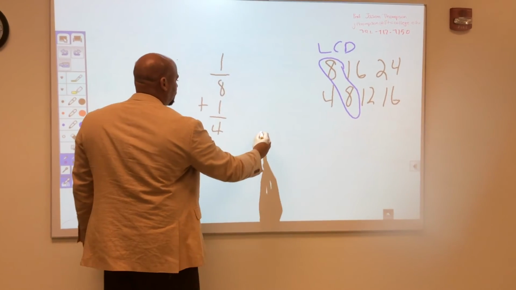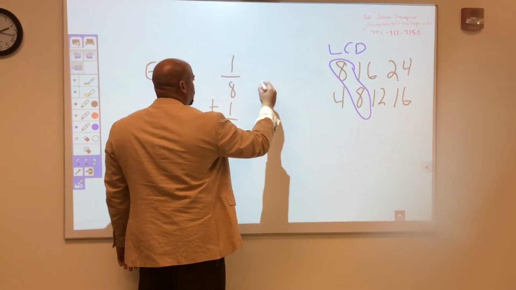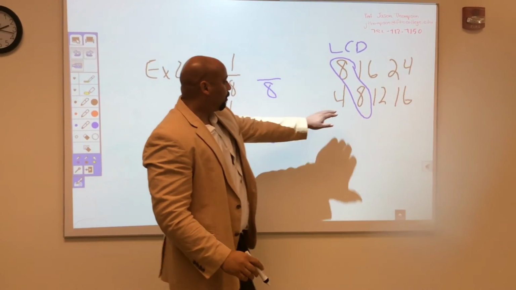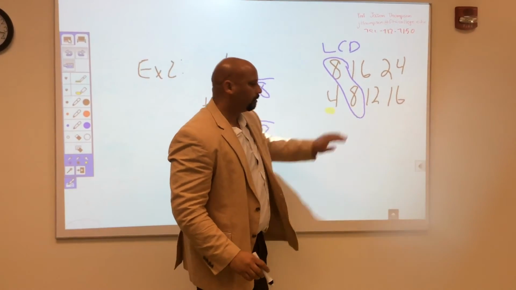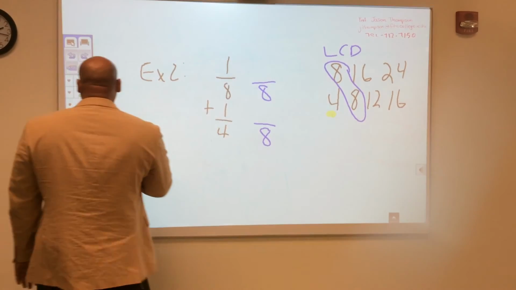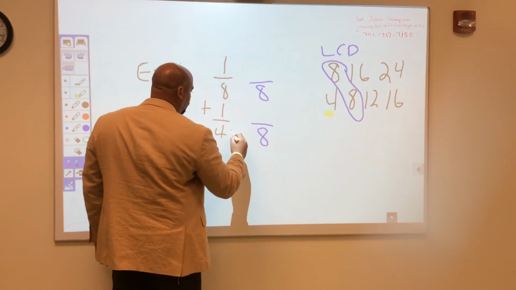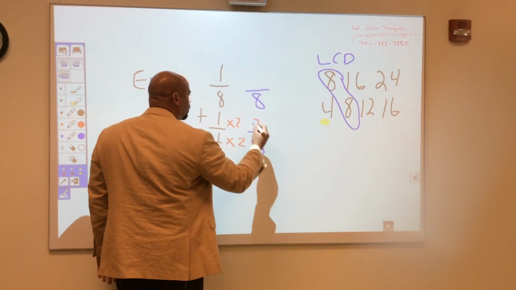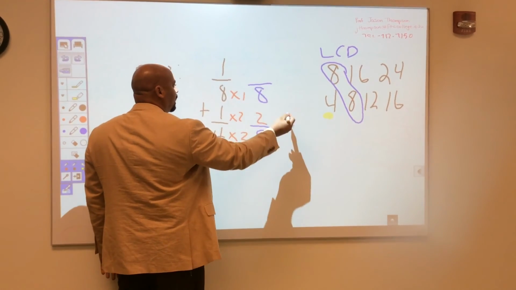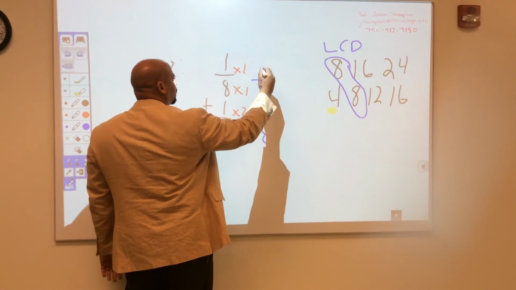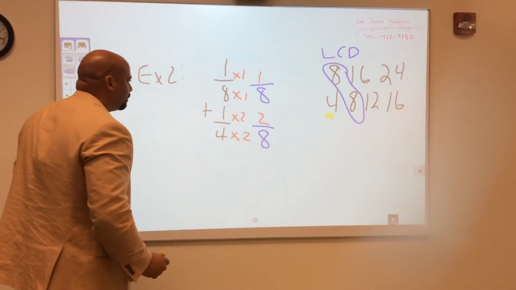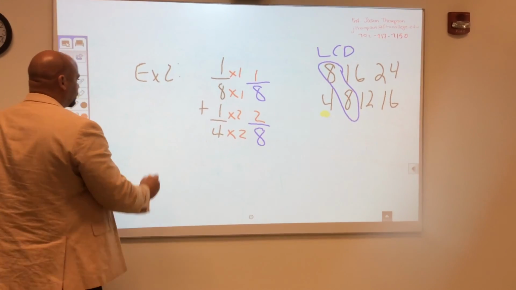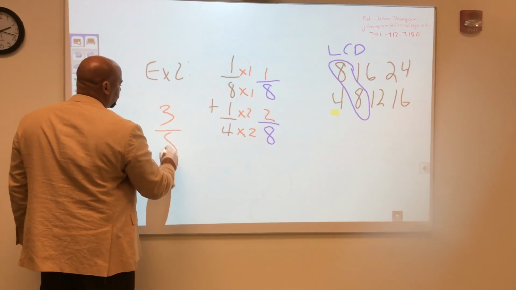Now we want to put the least common denominator over here, and then we want to find what number makes 8. Well, if you don't know your tables again, 4 times what makes 8? 1, 2, right? What you do to the bottom, you must do to the top. 4 times 2 is 8. 1 times 2 is 2. 8 times 1 is 8. And 1 times 1 is 1. So you have there, okay, 1 plus 2 is 3/8. Okay, so there are 2 examples there. Thank you.